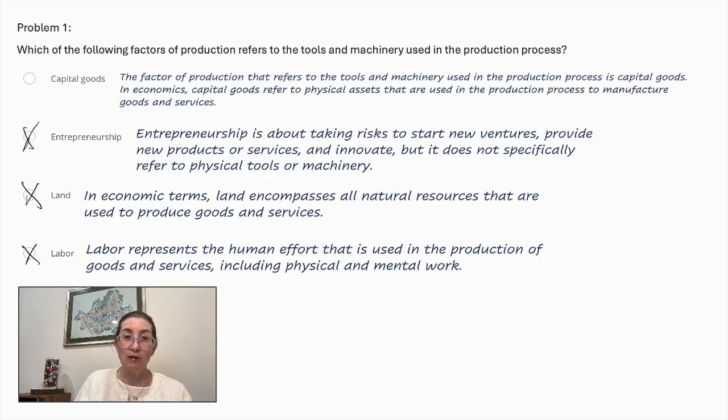The factor of production that refers to the tools and machinery used in the production process is capital goods. In economics, capital goods refers to physical assets that are used in the production process to manufacture goods and services. This category includes tools, machinery, buildings, and vehicles. Essentially any non-financial asset used in the production of goods. Capital goods are distinct from consumer goods because they are used to produce other goods rather than being consumed directly. Therefore, capital goods are correctly identified as the factor of production that includes tools and machinery used in the production process, essential for creating other goods and services.